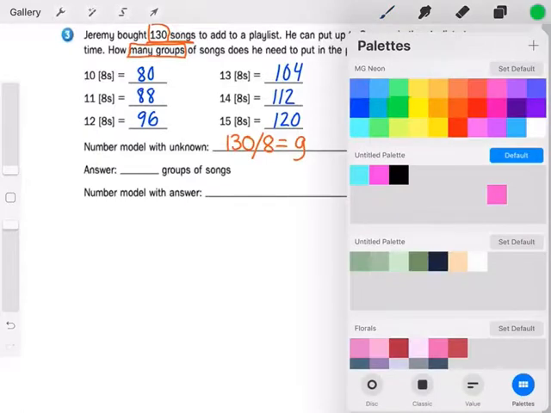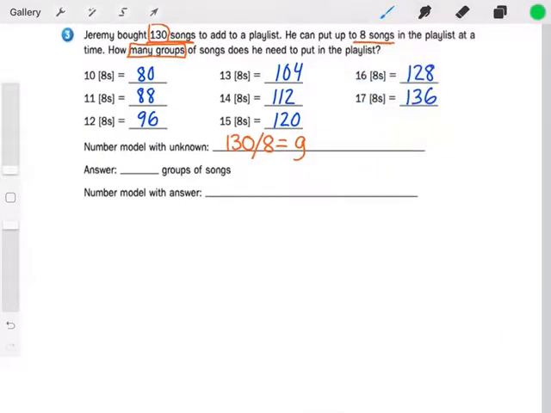So as you're going to notice, we only have 130 songs. So 16 times 8, which is 128, is less than 130. But 17 times 8, which is 136, is greater than 130. So our answer is somewhere in between here. But you can't do decimals or fractions right now with division the way that we are learning it.